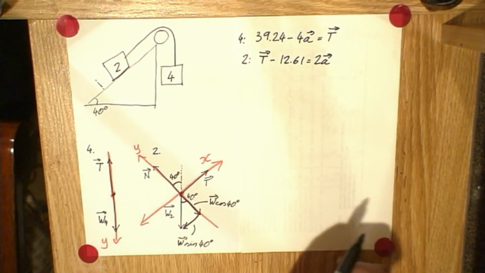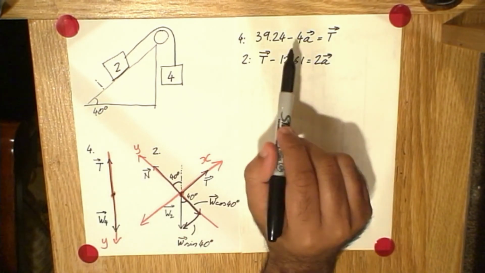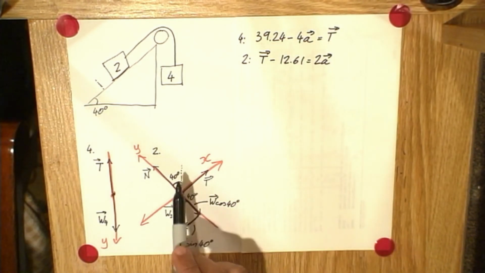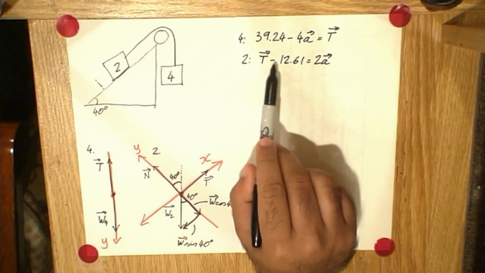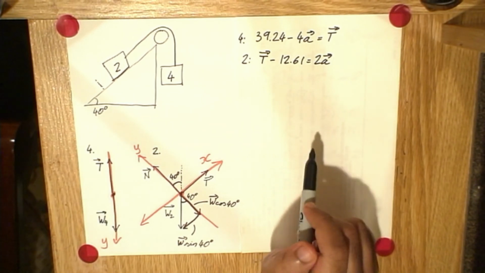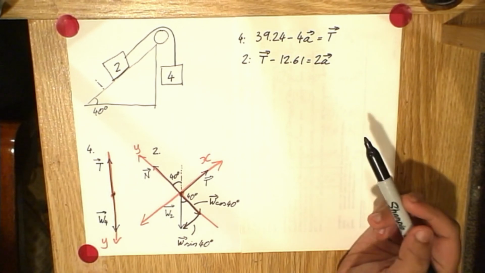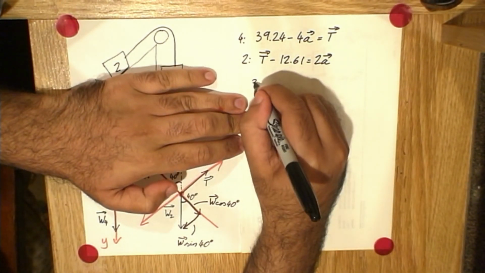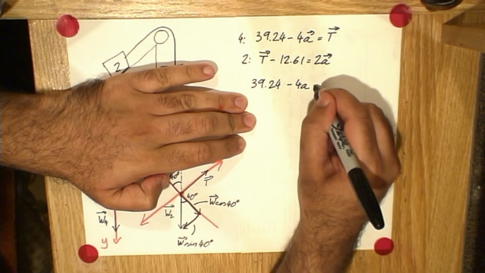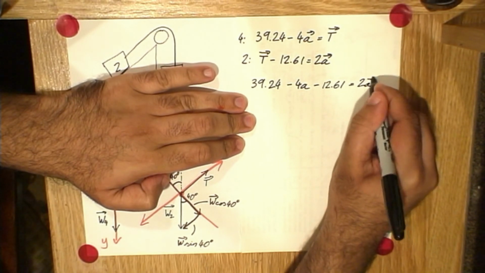So to sum up, in the free body diagram for the 4 kilogram object, we worked out that 39.24 minus 4A is equal to the tension. And for the 2 kilogram object, we worked out that tension minus 12.61 gives us 2A. Now it's just a case of substituting for tension in both of these equations, and we can solve for the acceleration. So 39.24 minus 4A minus 12.61 is equal to 2A.